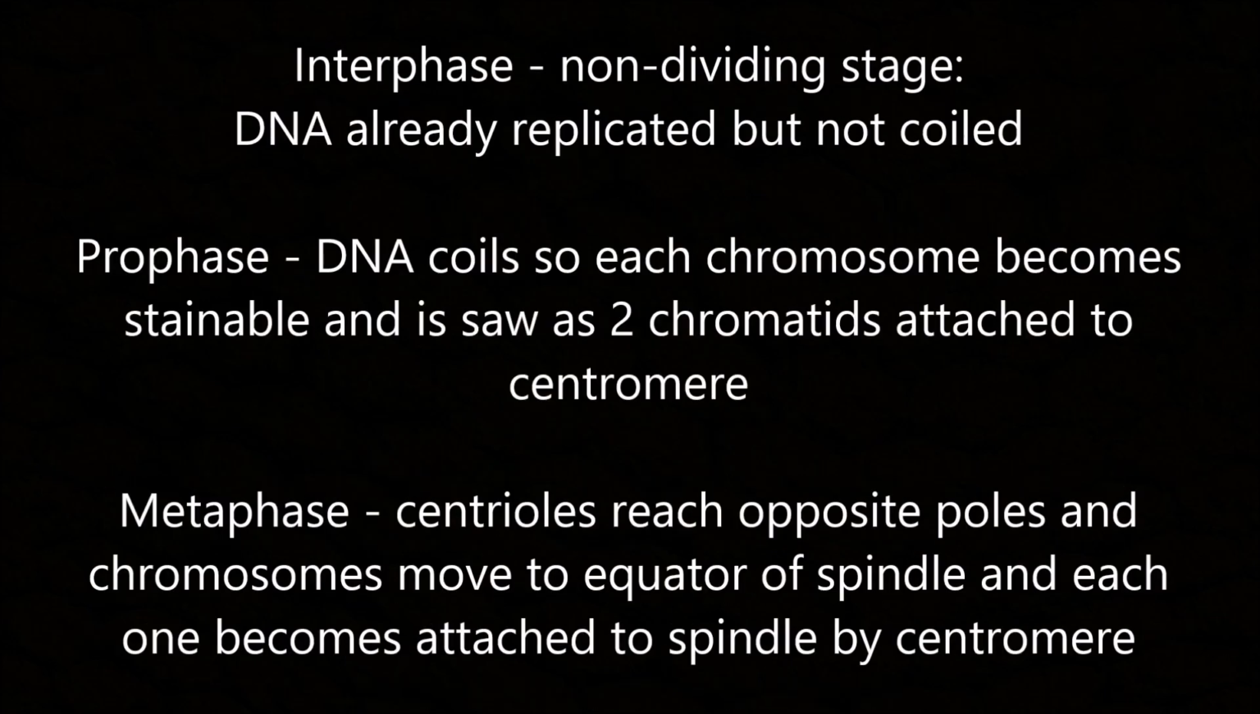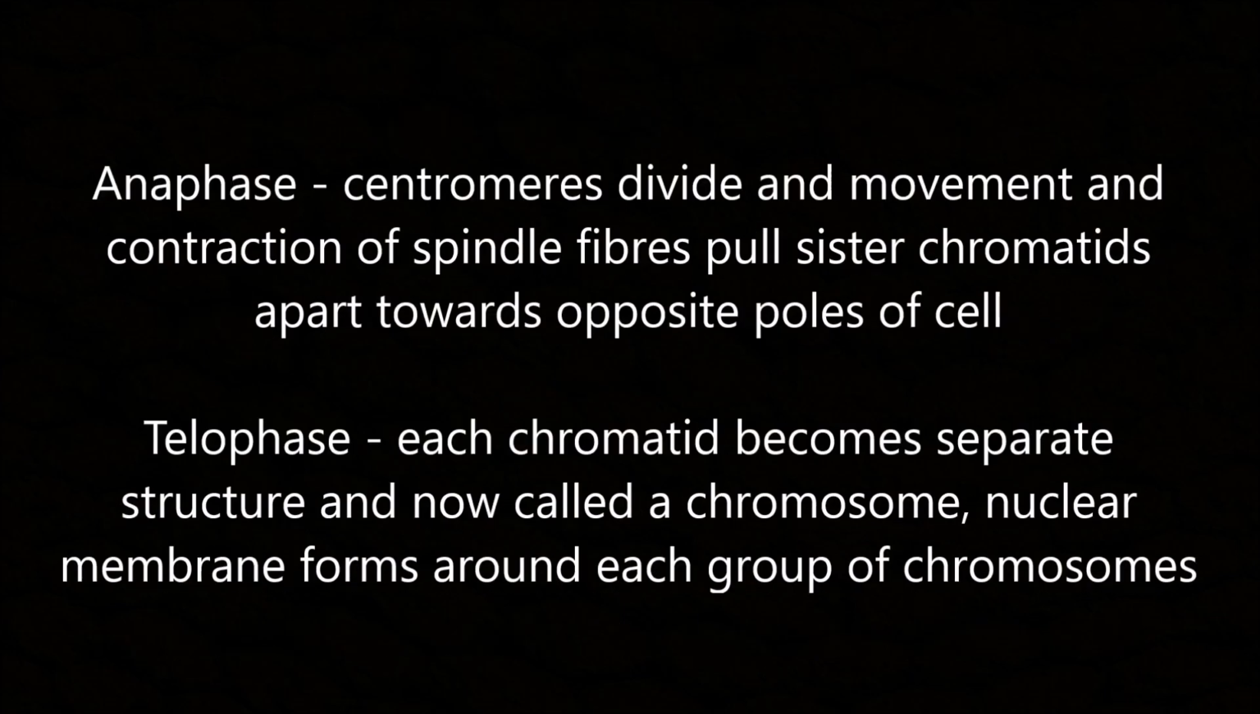Interphase. This is a non-dividing stage when DNA is already replicated but not coiled. Prophase is when the DNA coils so each chromosome becomes stainable, and it has two chromatids attached to a centromere. Metaphase is when the centrioles reach the opposite poles and the chromosomes move to the equator of the spindle, and each one becomes attached to the spindle by its centromere. Anaphase is when the centromere divides, and the contraction of spindle fibers pulls the sister chromatids apart towards opposite poles of the cell. Telophase is when each chromatid becomes a separate structure, now called a chromosome. The nuclear membrane forms around each group of chromosomes.